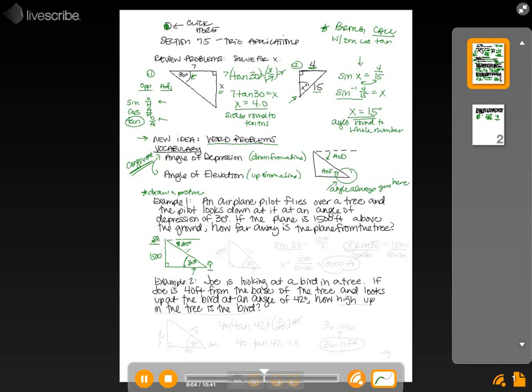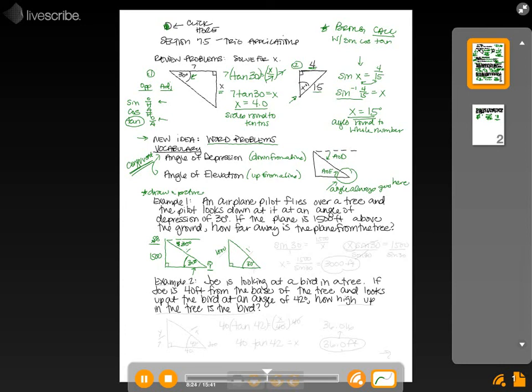Okay, the direct line from the plane to the tree. And now we have our picture. I'm going to redraw it real quick, just to help us see it, because we've got some extra stuff there. 1,500 here, x here, that's what we're solving for, and then 30 and our angle. Make sure it's a right triangle.